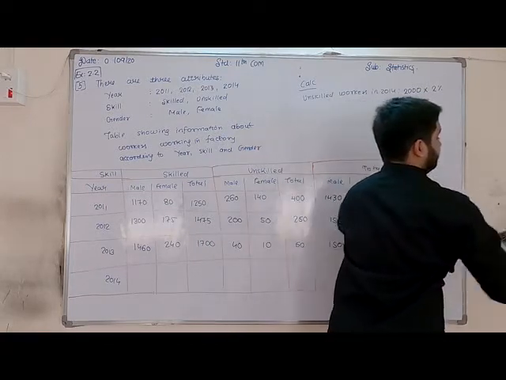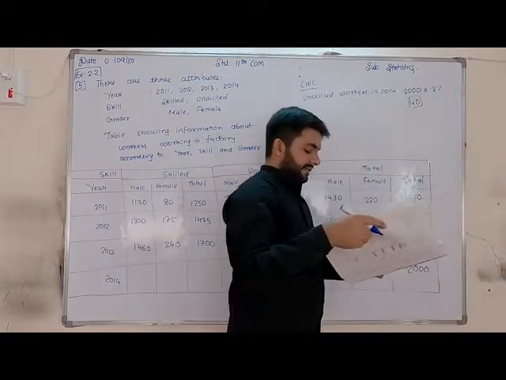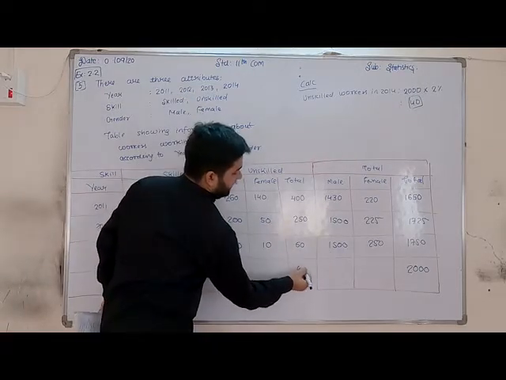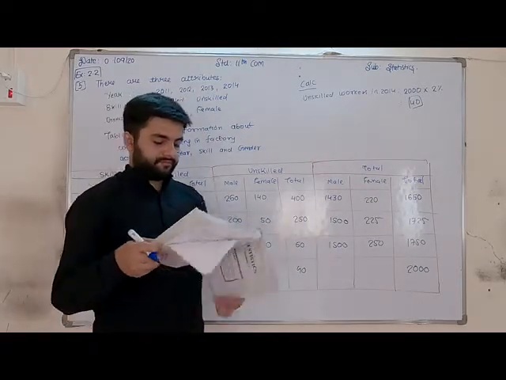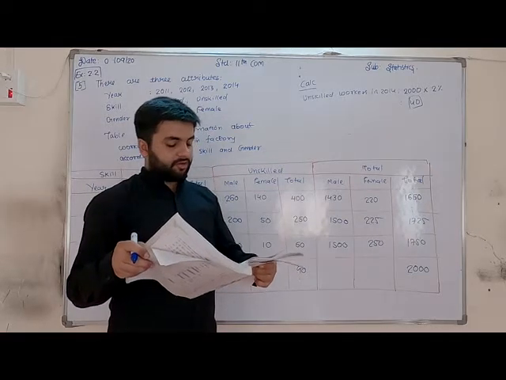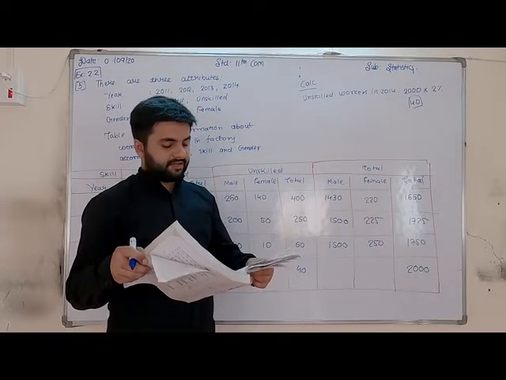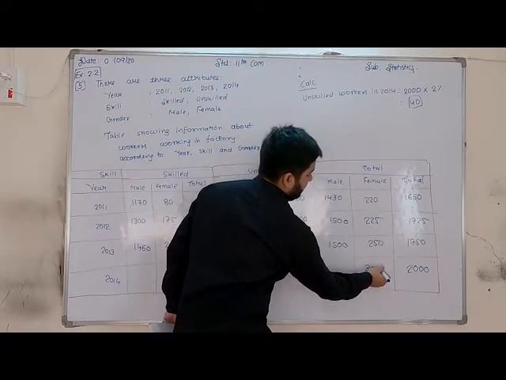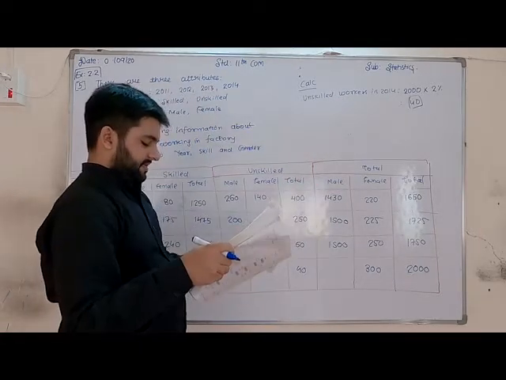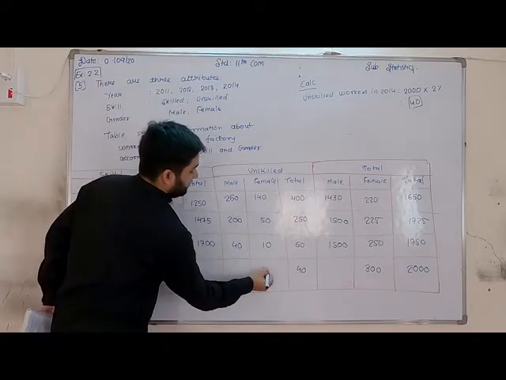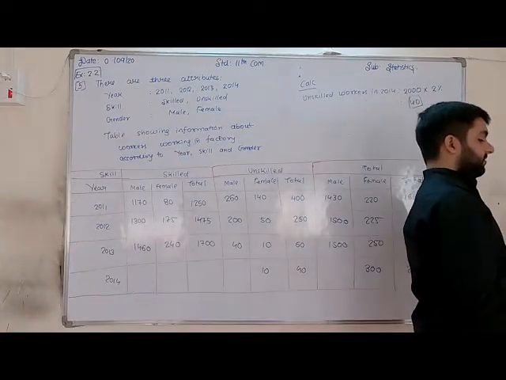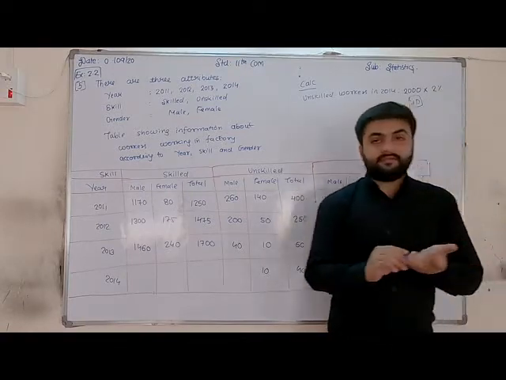Okay? So what they are telling, 2% were unskilled. So total unskilled are 40. Out of total workers, 300 were females, and of them 10 were unskilled. Okay, that's all.